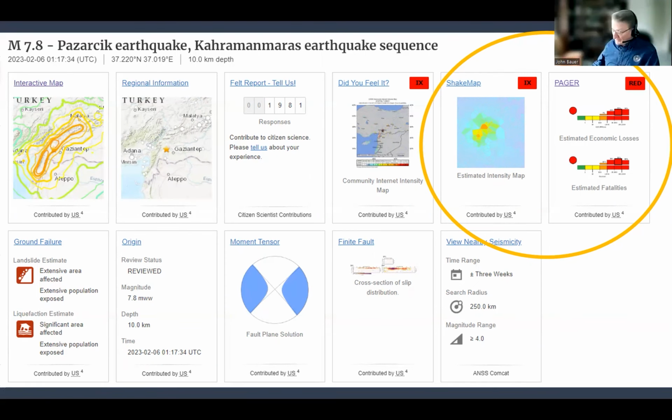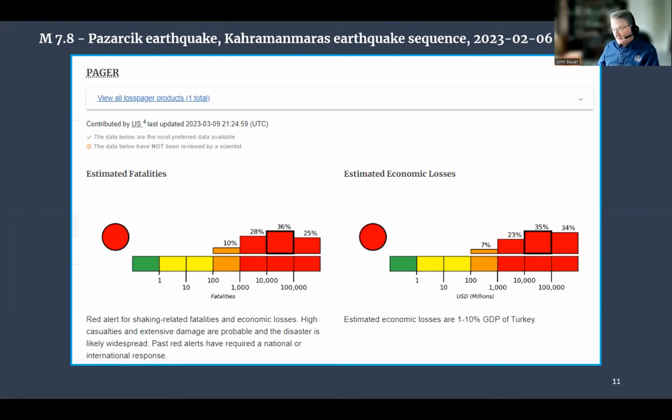If you clicked on that for this earthquake, it just happened, of course, in February, the estimate is done in this logarithmic scale with probabilities. It's saying the most likely is between 10,000 and 100,000. Now, again, this is to offer an overall broad assessment of the earthquake in a very quick manner.